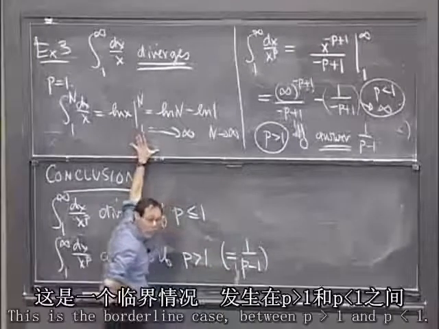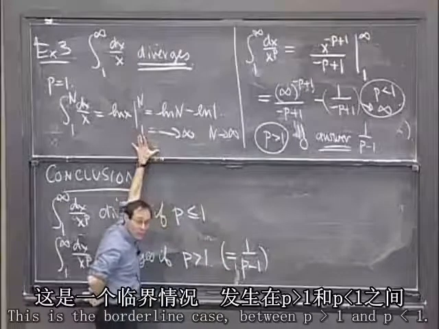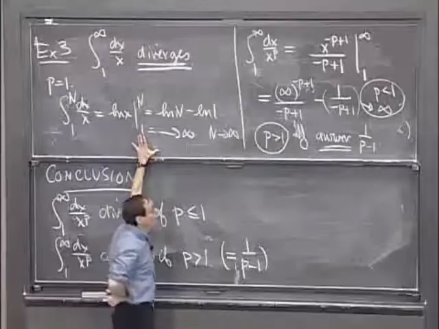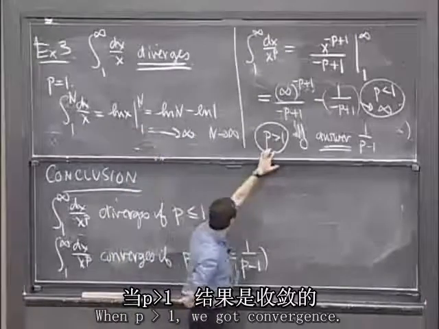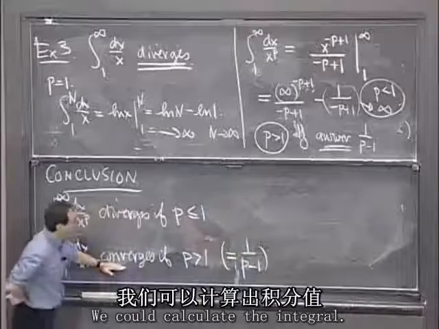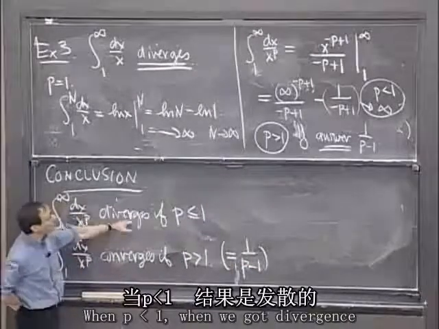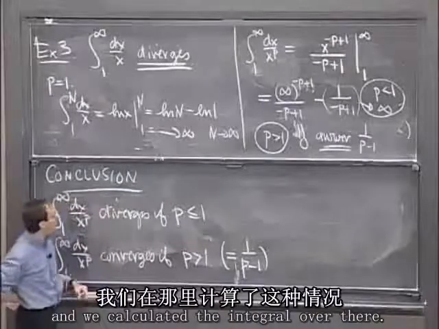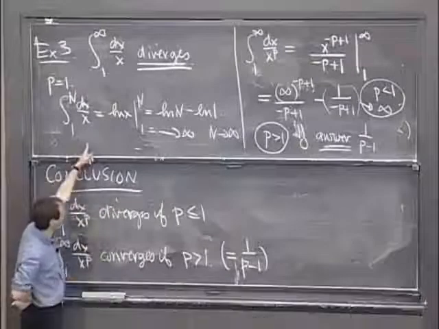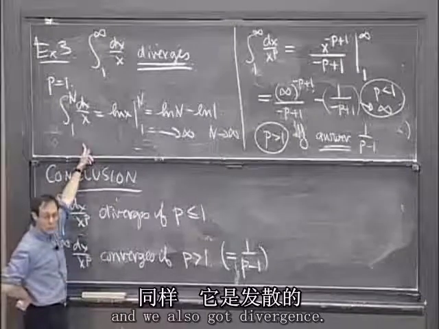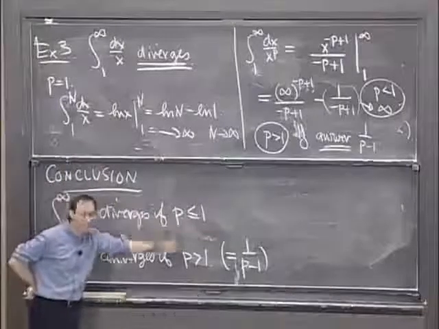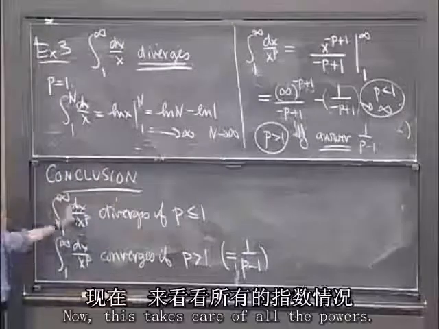This is the borderline case between p bigger than 1 and p less than 1. When p was bigger than 1, we got convergence. We could calculate the integral. When p was strictly less than 1, we got divergence, and we calculated the integral over there. And here in the borderline case, we got a logarithm, and we also got divergence. So it failed at the edge. Now this takes care of all the powers.